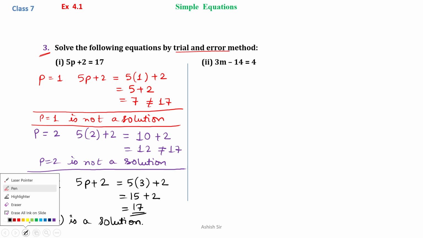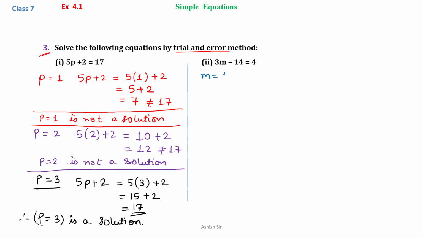Now in a similar way, moving on to the next part, another equation given here is 3m minus 14 is equal to 1. So here if we try with the value of m equals 1, our equation is 3m minus 14. The LHS part is this. So 3 into 1 minus 14, which is equal to 3 minus 14, and this is equal to minus 11, which is not equal to 4.